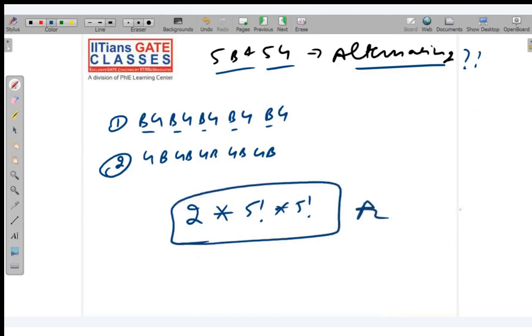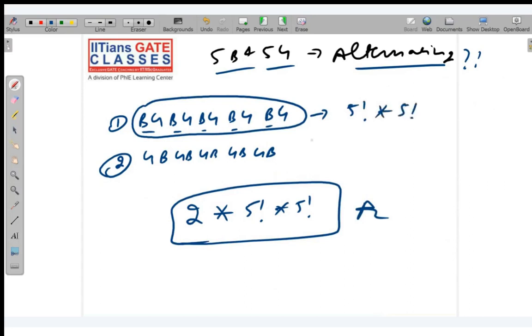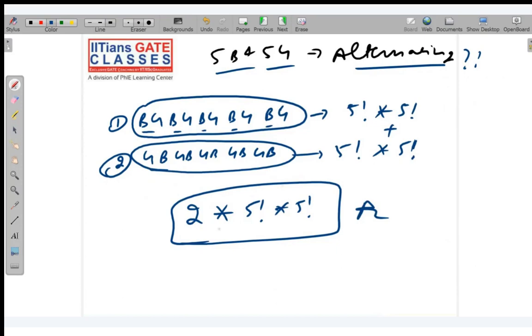I think you have got it. If anybody still has any doubt, let me write it properly. For this the answer will be 5 factorial multiplied by 5 factorial, and for this also 5 factorial multiplied by 5 factorial. So this or this, obviously I will apply plus. So this is nothing but 2 into 5 factorial into 5 factorial. Yes, so I think it's really very easy. If anybody is having any doubt, you can ask me. Otherwise, I will jump to the next slide. No, sir, not a problem. Okay, so I'm jumping now.